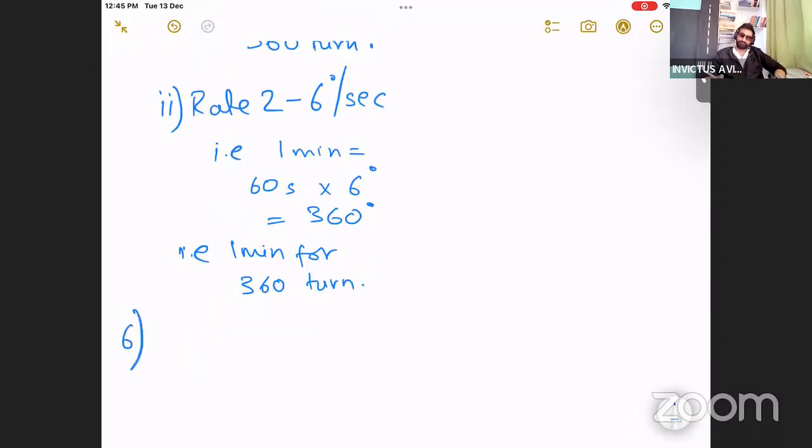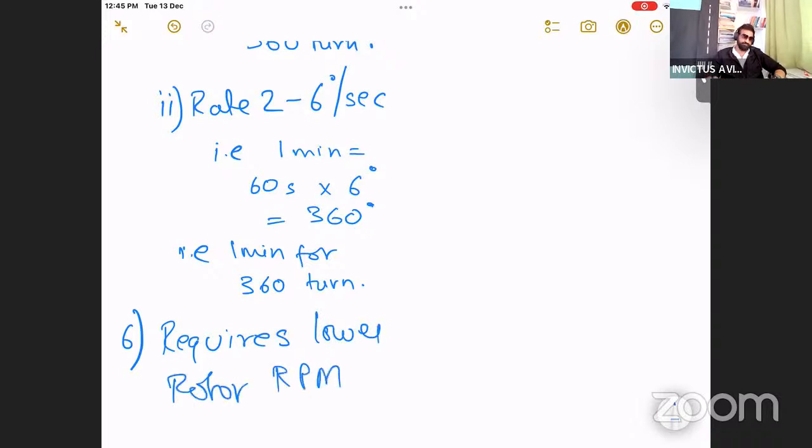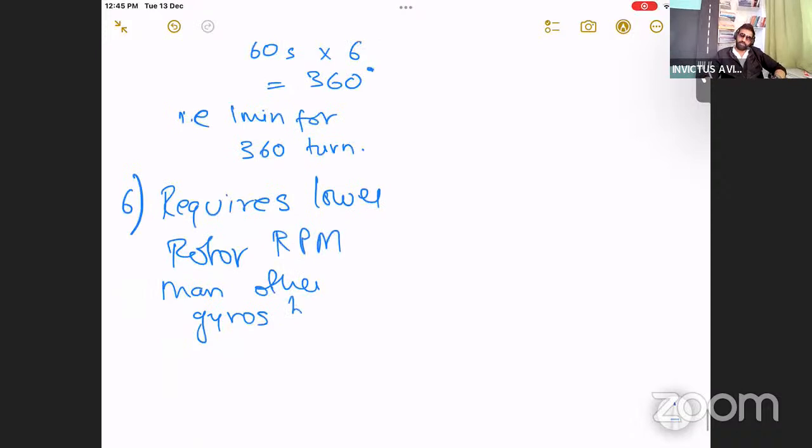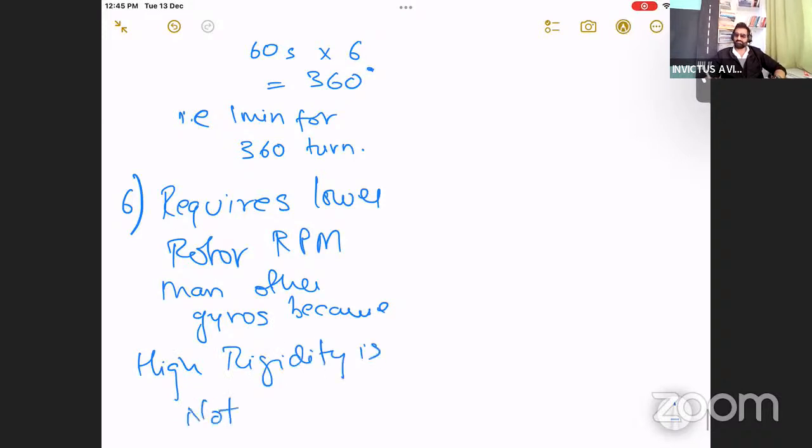Sixth point, write down. This instrument, rate of turn indicator, turn and bank indicator, requires lower rotor RPM than other gyros. Why? Because high rigidity is not required. Interestingly, a decent amount of rigidity is good enough for me in this case.